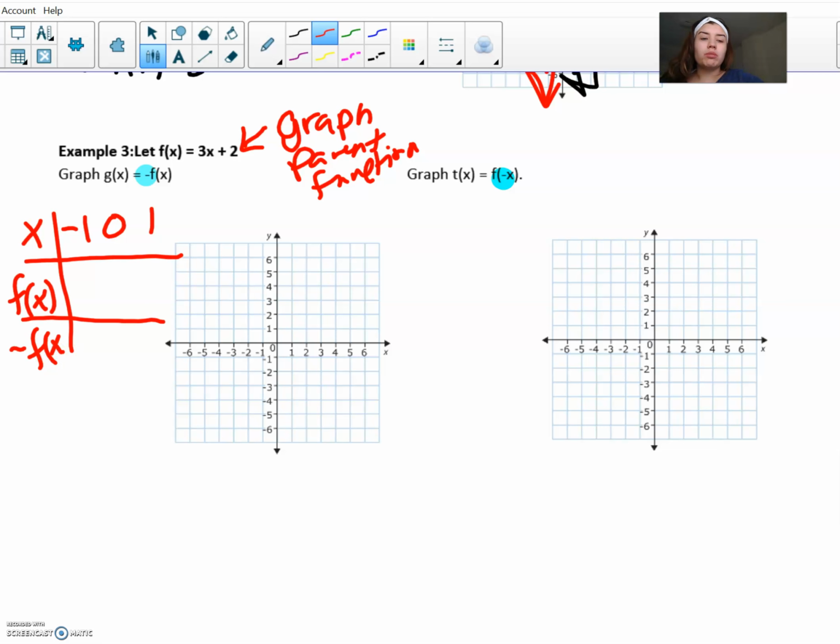Okay, so you can make the table, or you can go ahead and apply that negative sign on the outside of our function, and it becomes -3x minus 2. And now with that, you can plug in your points, or you can use b as -2 and m as -3. So those are your options. You can use a table, that's fine, or you can just graph using slope-intercept form.